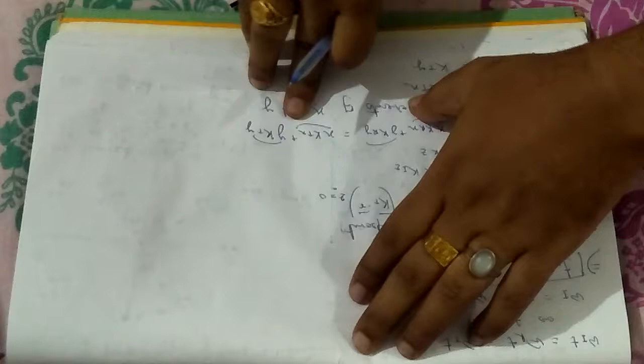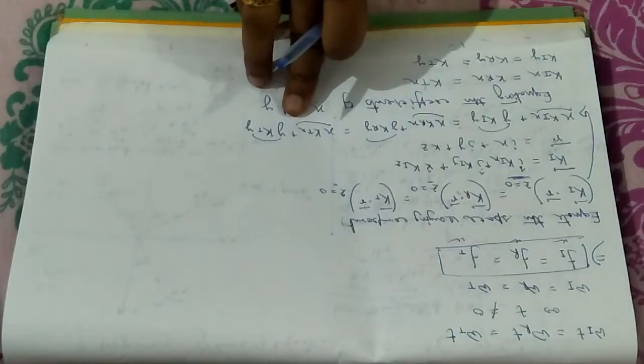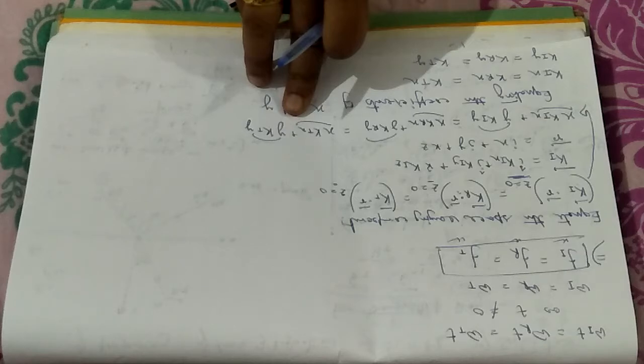Now let us proceed. We will now try to prove the law that the reflected ray and the refracted, transmitted ray lie in the same plane and normal to the boundary surface.